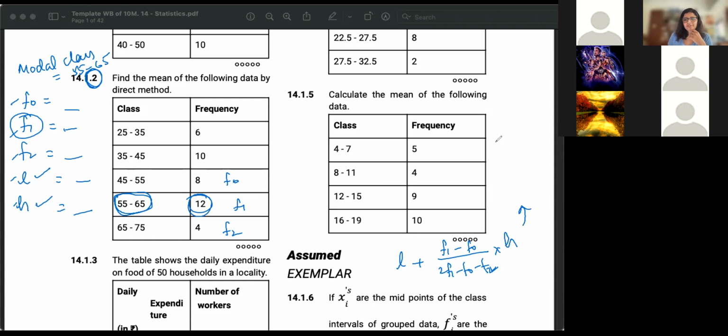So I'll just do it roughly here. That'll be 55 plus F1 is 12, minus 8, by 24 minus 8 minus 4, into H is 10. So this will be 5 plus 12 minus 8 is 4, by 8 plus 4 is 12. So it will be 4 by 12, into 10. So 55 plus 10 by 3.